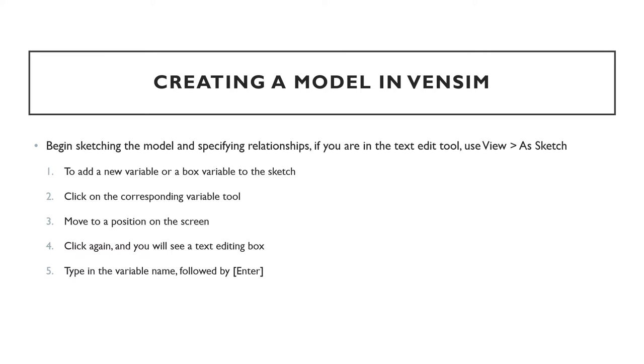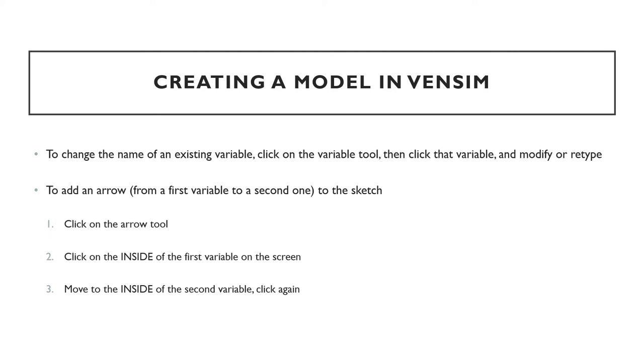Next step is to begin sketching the model and specifying relationships. If by any chance you are in the text edit tool, use View, then go to As Sketch. You can add a new variable or a box variable to the sketch by following steps 1 to 5. To change the name of an existing variable, click on the variable tool, then click that variable and modify or retype. To add an arrow from a first variable to a second one to the sketch, follow steps 1 to 3.